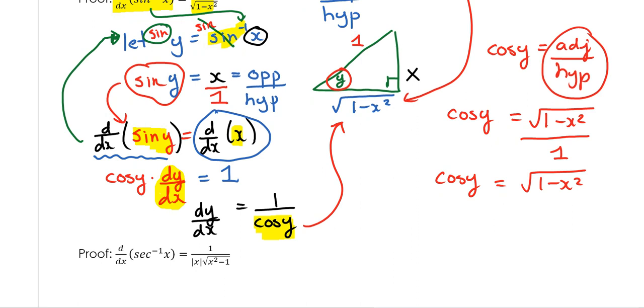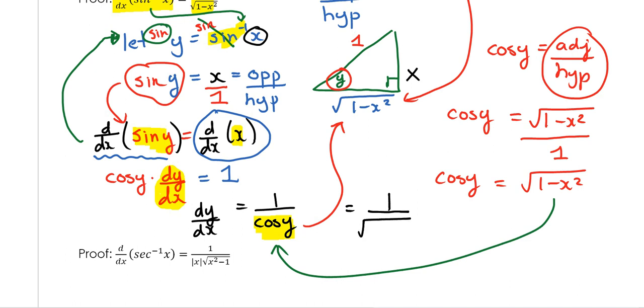So all we have to do now is insert this back into the cos y, and we get 1 divided by the square root of 1 minus x squared, and that is the proof of the inverse of sine x. Okay, great. So now that you've seen that proof, let's go ahead and do another proof here.